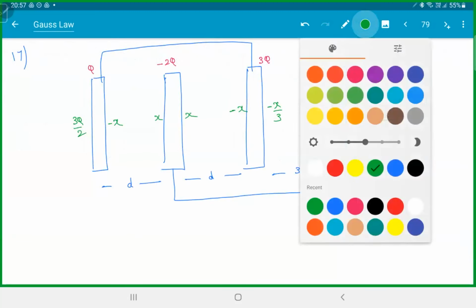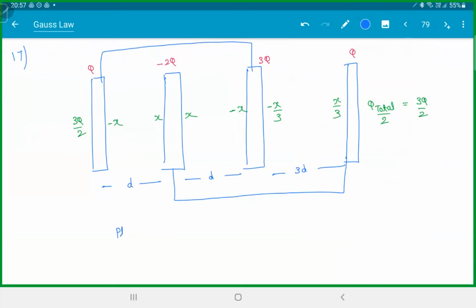Done? If you take plate 1 plus 3, what do you get? Plate 1 plus 3 charge should be 4Q. This is nothing but 3Q by 2 minus X minus X minus X by 3. Add it up, how much will it come? 4Q is equal to 8 minus 3, 5Q by 2 is equal to minus 7X by 3. Numbers are bad. 15Q by 14. Clear?